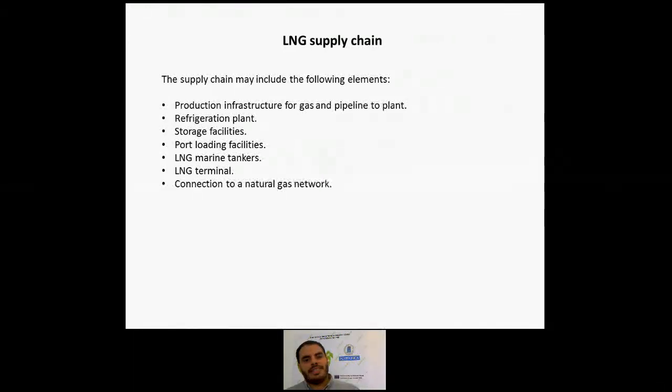LNG marine tankers, LNG receiving terminal including port and loading, LNG storage, regasification, and gas send out compression facilities. Also, a connection to a natural gas transmission and distribution network to deliver gas to customers. And in some cases, distribution of LNG by truck to small remote off-grid gas customers.